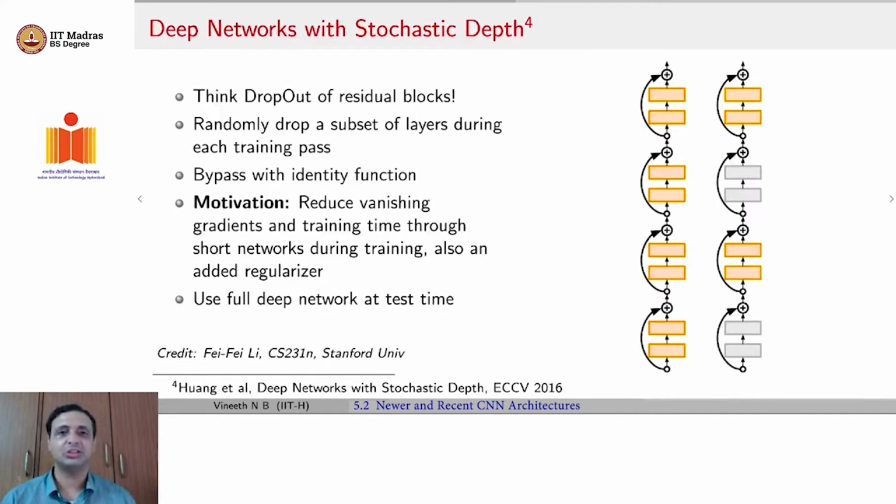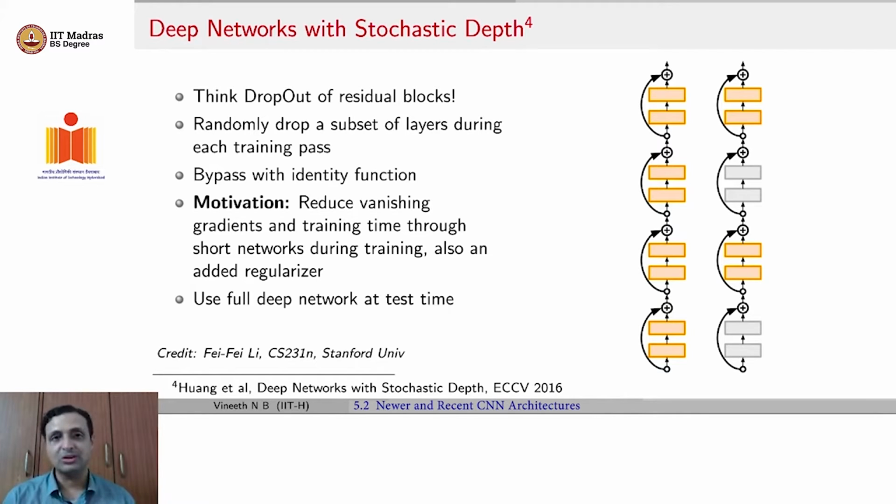Another interesting extension of residual networks was the idea of deep networks with stochastic depth. The way to think of this approach is to think of dropout in terms of residual blocks. Because now residual blocks are connected through identity connections, this gives you an interesting direction of dropping layers. You could not have done this with simple feed-forward networks or feed-forward CNNs, because if you removed a layer, the network would get disconnected.